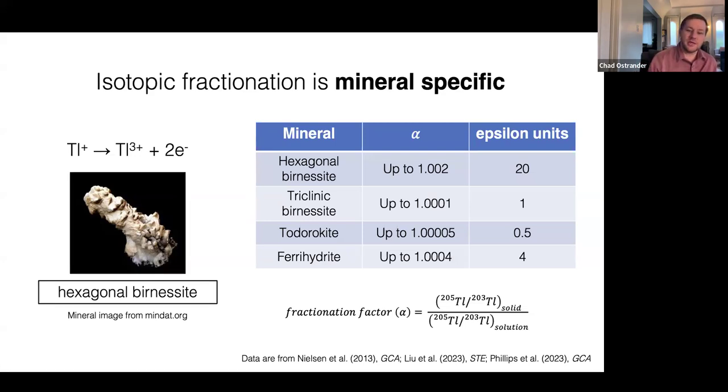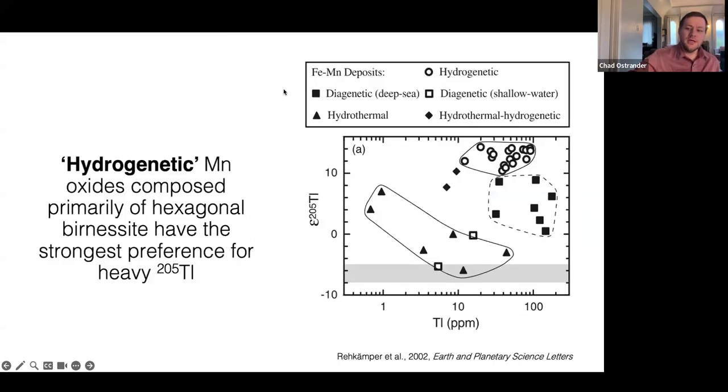Other manganese oxide minerals like triclinic birnessite or todorokite, or iron oxide like ferrihydrite, will fractionate thallium isotopes, but not nearly as strongly. So this sensitivity is unique to manganese oxides, and even more than that, specific to manganese oxide minerals. And this is really neat and nice for the proxy because hexagonal birnessite is the type of manganese oxide mineral that gets really concentrated in hydrogenetic manganese oxide deposits. And so manganese oxides that precipitate directly from cold, well-oxygenated deep seawater today, these hydrogenetic manganese oxides, are composed primarily of hexagonal birnessite. These are the circles on Mark Rehkämper's plot here, and they are the most strongly fractionated.